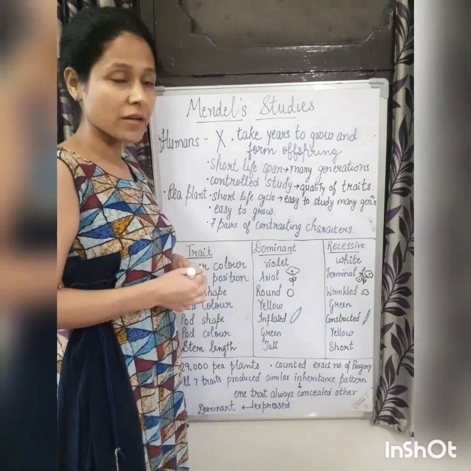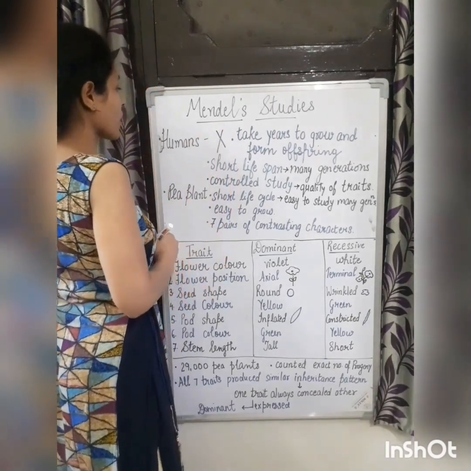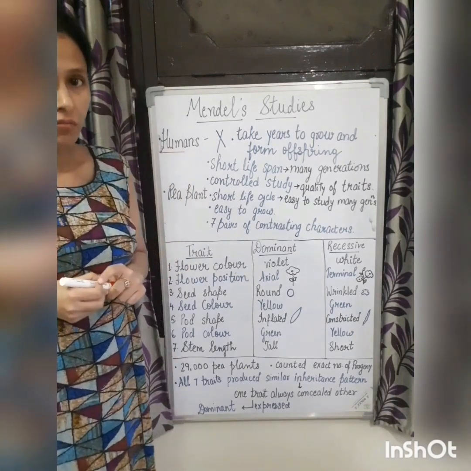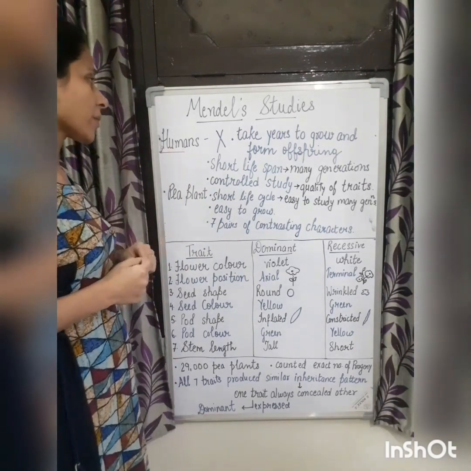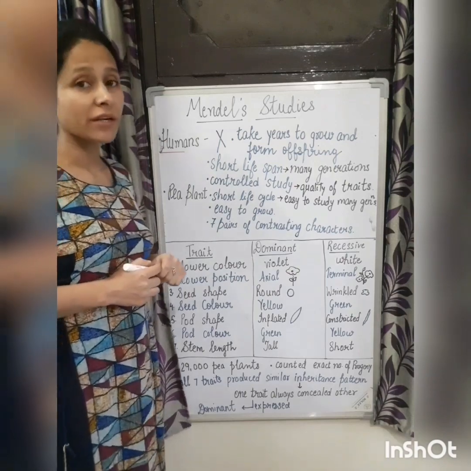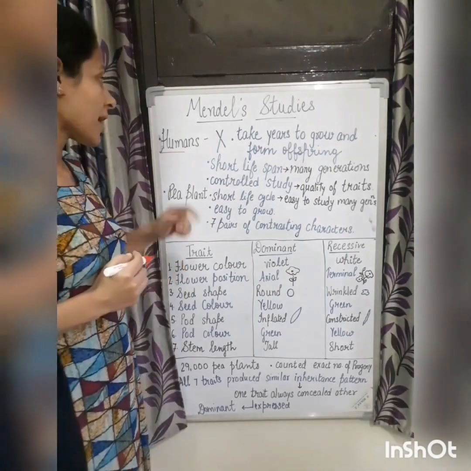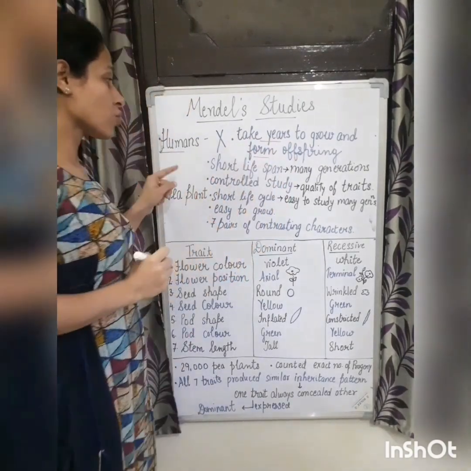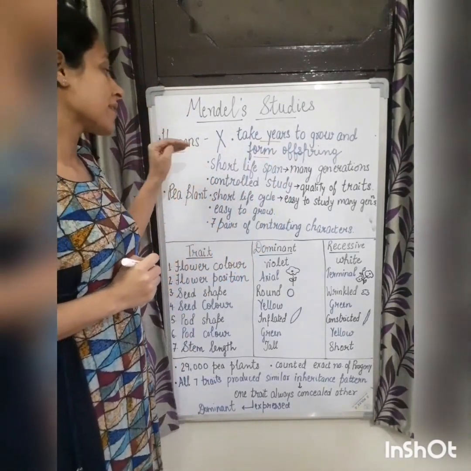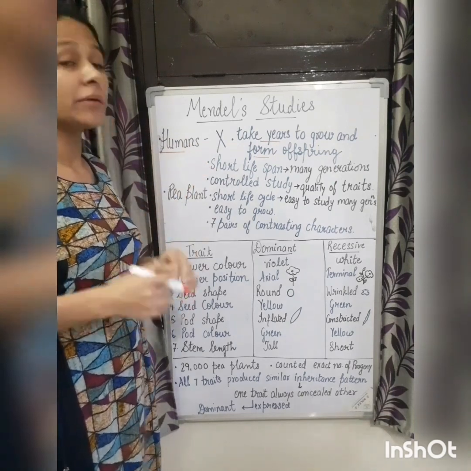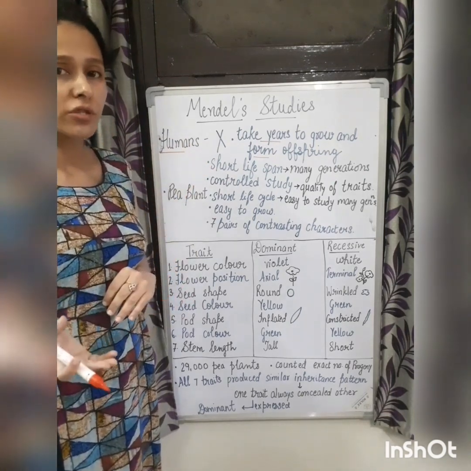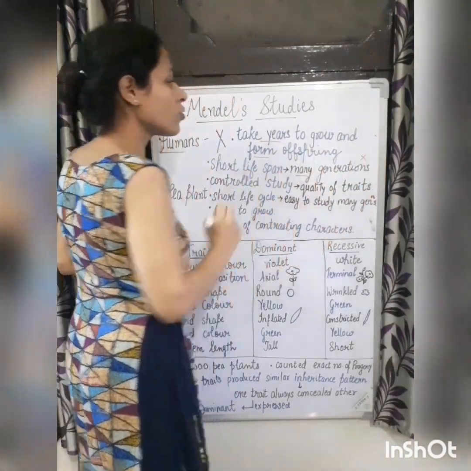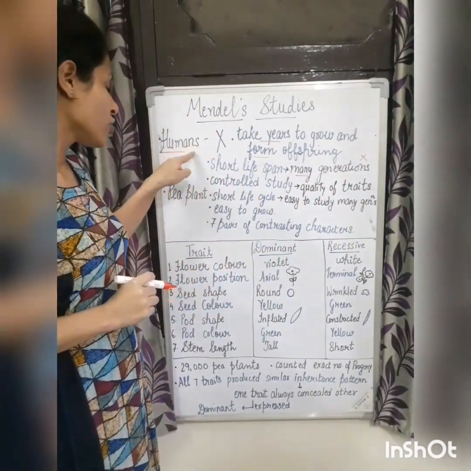Now let us understand Mendel's studies. Firstly, some students might think, why did Mendel not work on humans? So think experimentally: is it possible to study inheritance patterns in humans? Humans take years to grow and form offspring. They have a long lifespan and it is not possible for anyone to study many generations. Maximum 3 to 4 generations only can be studied. So it is not possible to conduct an inheritance study on humans.